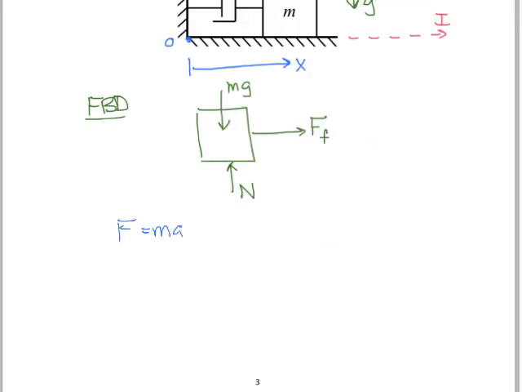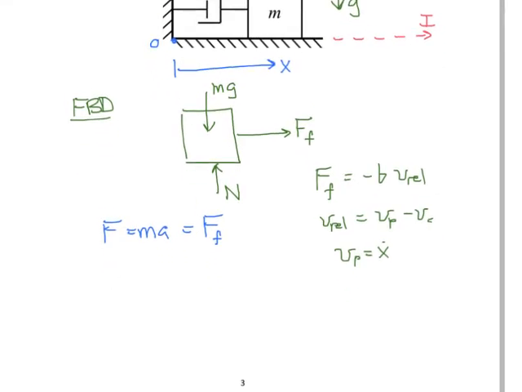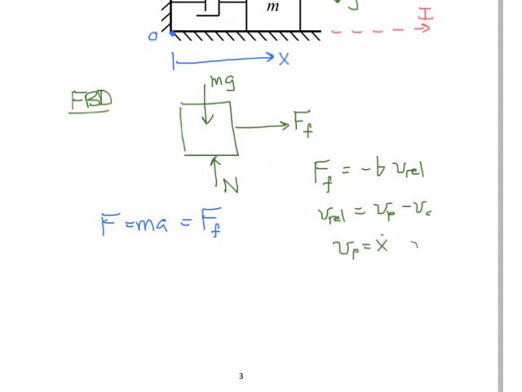F equals ma, and the only force that we're concerned about here is the force due to friction, which is in the positive direction, and we know that this friction model, F sub F, is equal to negative b times v rel. The speed of our mass is equal to x dot, and the point that we're referencing this to is going to be the attachment point on the other side of the damper. And so the speed of that attachment point is equal to 0. So Vc is equal to 0, and then our VREL is equal to x dot.